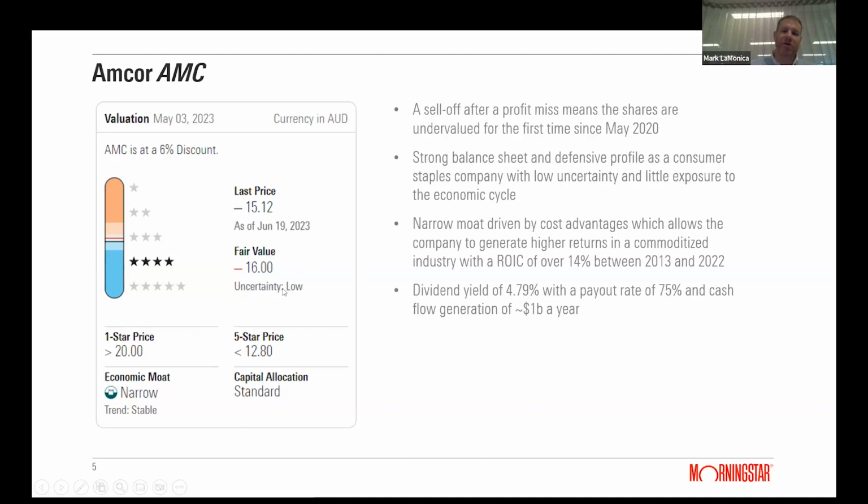So a couple of things, uncertainty low, so even lower than InvoCare. And really the reason that the uncertainty is so low is, at the end of the day, they make packaging. So AMC makes packaging, generally like plastic packaging. So very little exposure to the overall business cycle. First of all, the companies that they serve are generally consumer defensive companies. So these are companies where people need to buy their products no matter what is happening in the global economy.